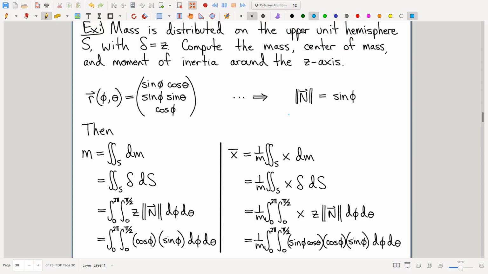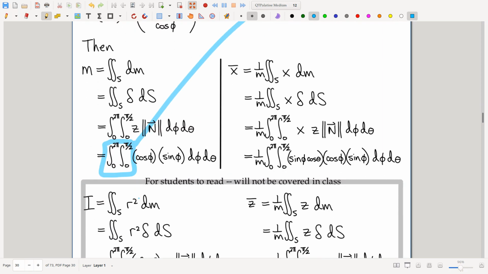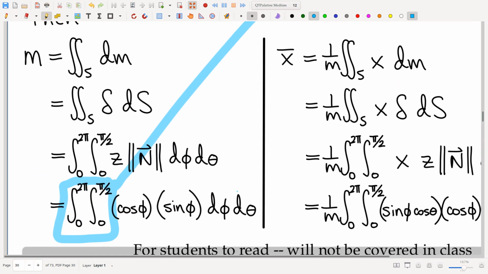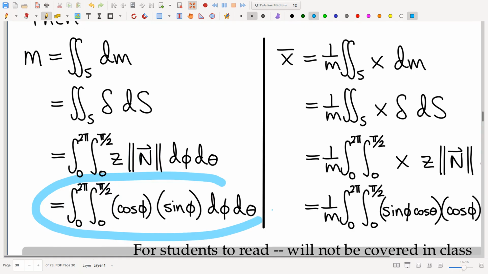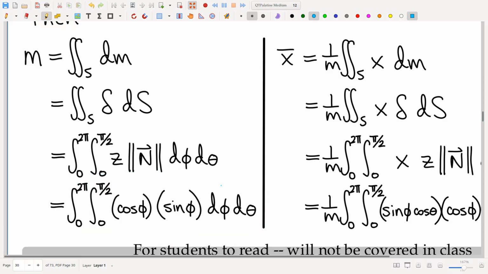Okay, so that gives us those bounds for this integral. There we go. So phi going from 0 to pi over 2. And at this point, it is a double integral, and plug and chug. It's not even so bad. Everybody happy? Okay. All right, now let's do the second one.